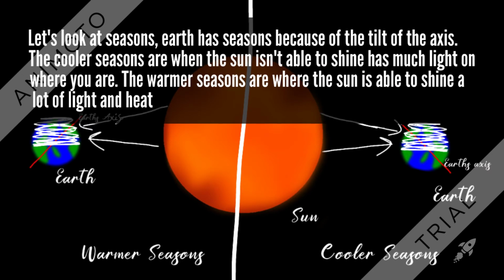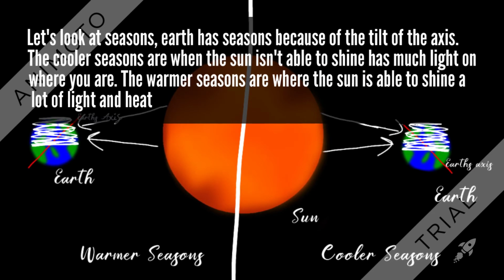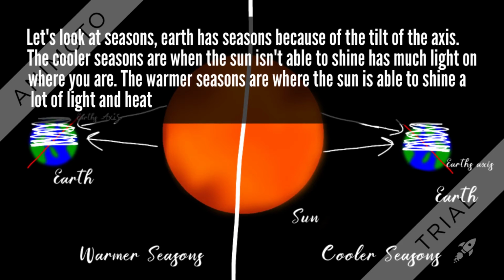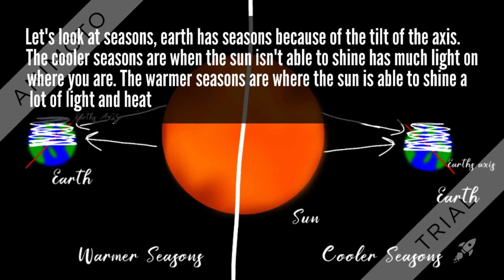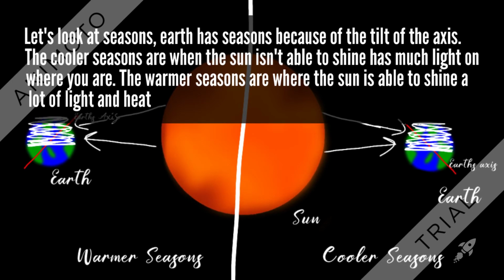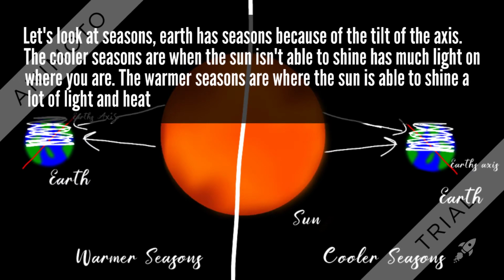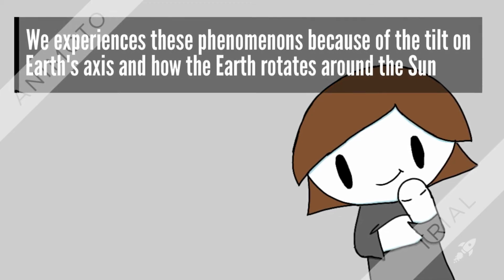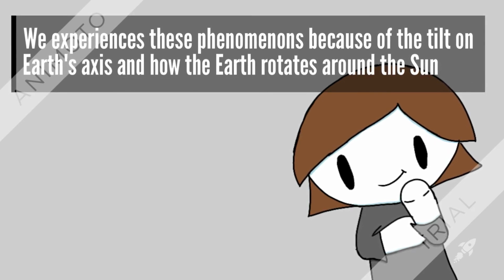Let's look at seasons. Earth has seasons because of the tilt in its axis. The cooler seasons are when the sun isn't able to shine as much light on where you are. Warmer seasons are where the sun is able to shine a lot of light and heat on where you are, as shown in the diagram. We experience these phenomena because of the tilt of Earth's axis and how the Earth rotates around the sun.